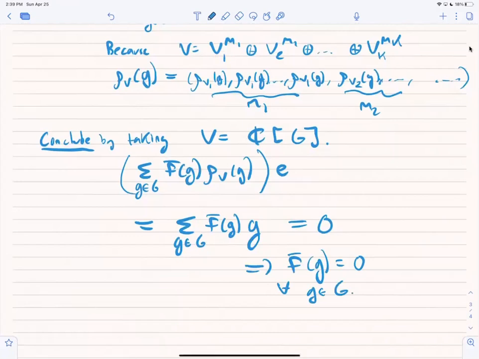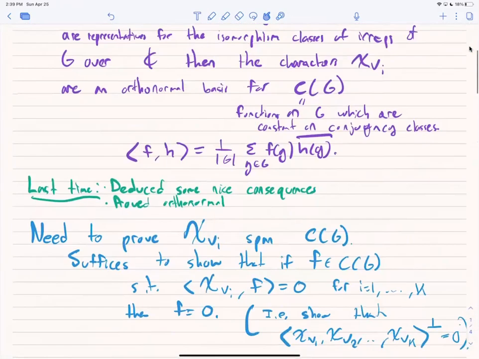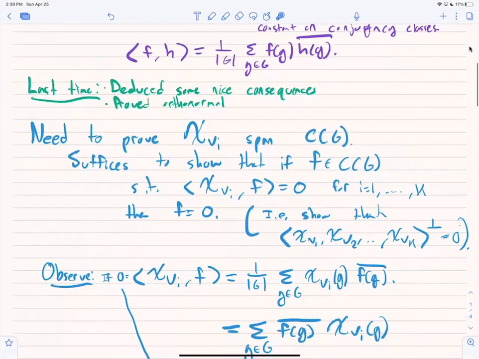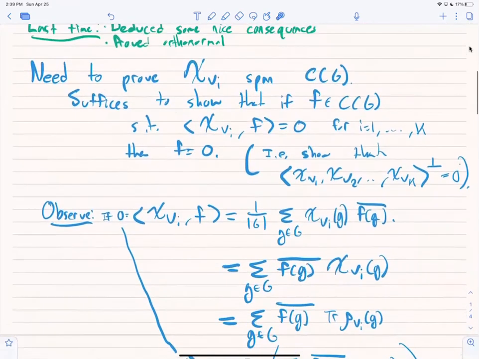So let me trace back. Let me go back to the start and trace what we did in this argument. We're trying to prove this theorem that the characters of the irreducible representations are an orthonormal basis. Last time we proved the characters were orthonormal. This time we're left to show they were a basis. We did the standard thing when you have an inner product: if you want to show some subset spans everything, it's enough to show that if you have some other function which is orthogonal to all the things you're starting with, then that function has to be 0. So it's enough to show the orthogonal complement is equal to 0.